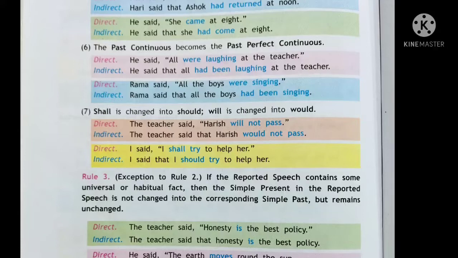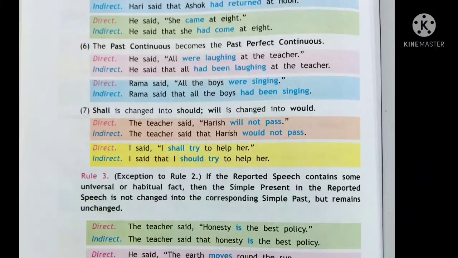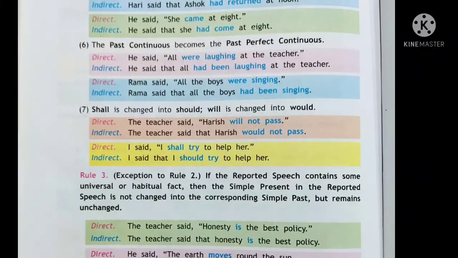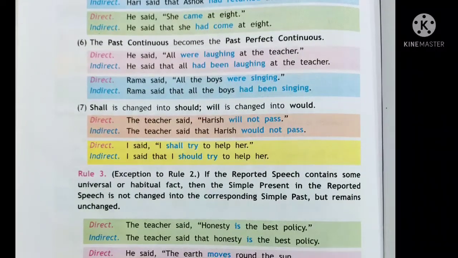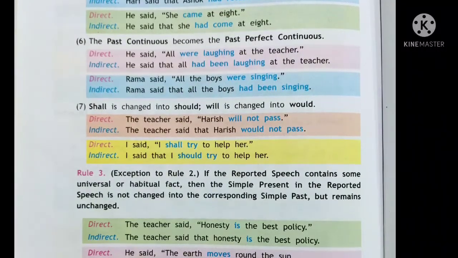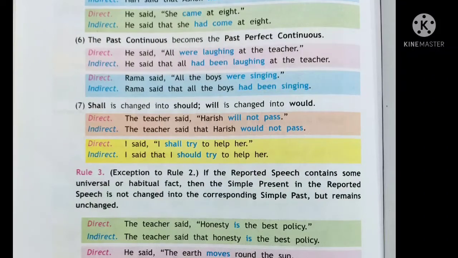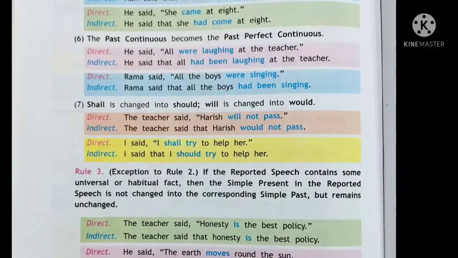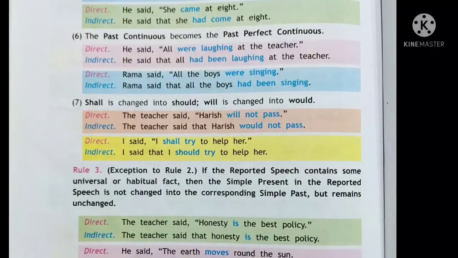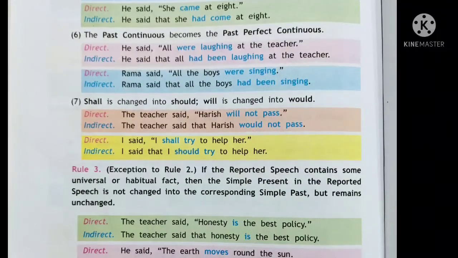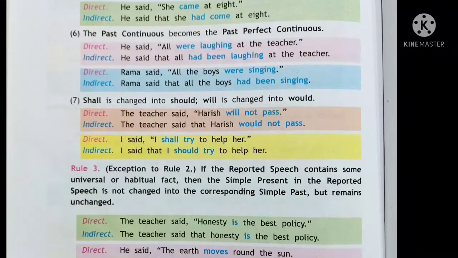So, students, when you change this past continuous form into the past perfect continuous, it will become, he said that all had been laughing at the teacher. Instead of were laughing, you have to change it into past perfect continuous. I have used had been laughing.